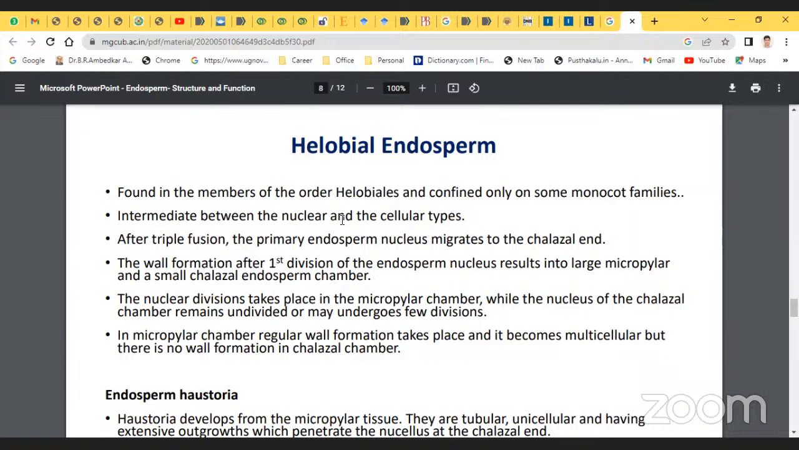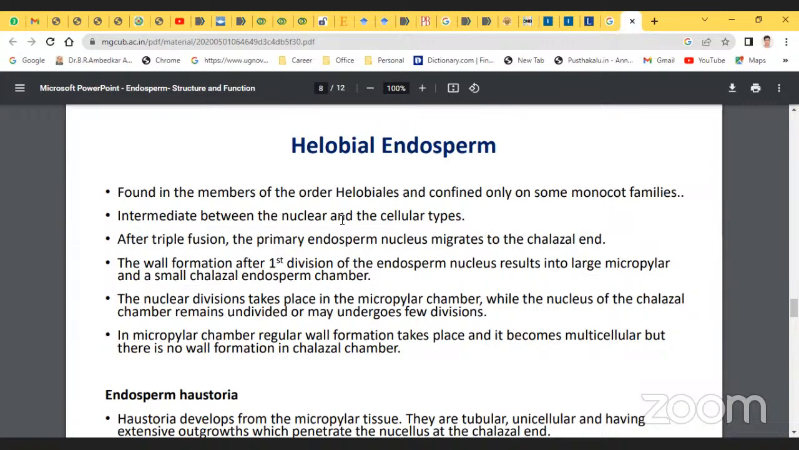The primary endosperm nucleus moves toward the chalazal end of the embryo sac. Here it divides to form a large micropylar and a small chalazal endosperm chamber. In the micropylar chamber, several free nuclear divisions take place. The cell wall formation begins at a much later stage. The chalazal chamber behaves differently and the nucleus may or may not divide. It usually remains free.